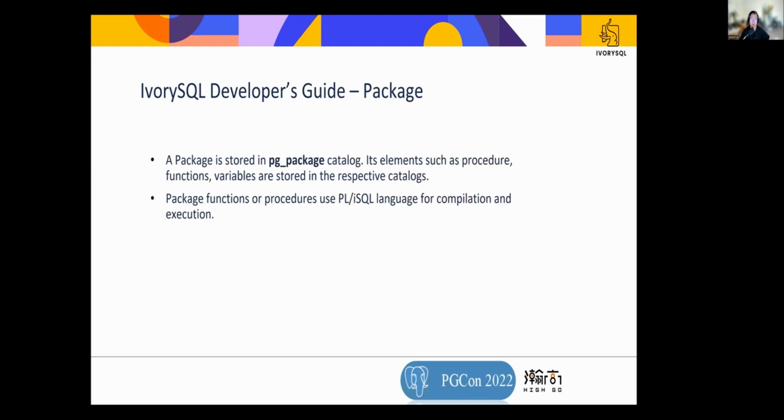The package is the most important feature that Oracle already provides. A package is stored in the pg_package catalog. Its elements such as procedures, functions, and variables are stored in the respective catalogs. The package functions and procedures use the iSQL language for compilation and execution.